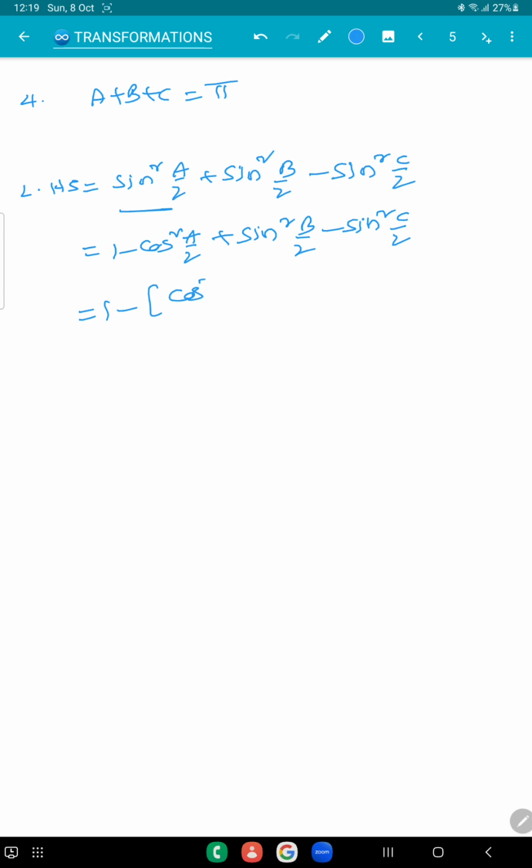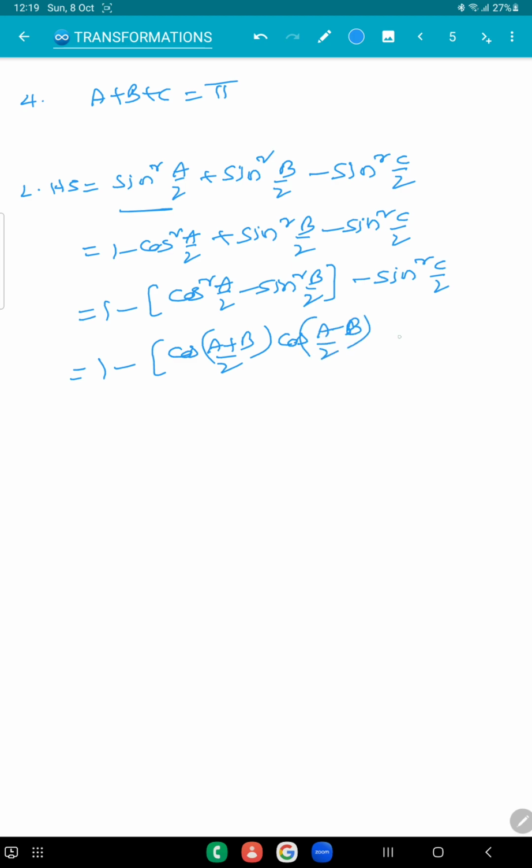Bringing minus common, this is 1 minus cos square a by 2 minus sine square b by 2, minus sine square c by 2. Cos square a minus sine square b is cos (a plus b) into cos (a minus b) by 2. Listen to me carefully. Minus sine square c by 2. Now observe that 1 minus sine square c by 2 is cos square c by 2, minus cos (a plus b) by 2. Or else you can be like that only. Because in the right hand side we need to have 1, right? Keep this one as it is.